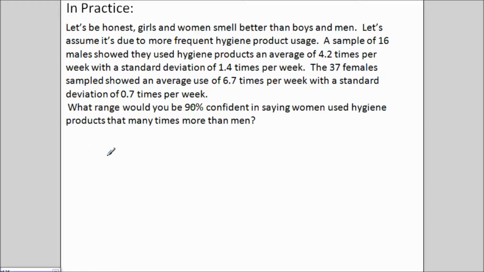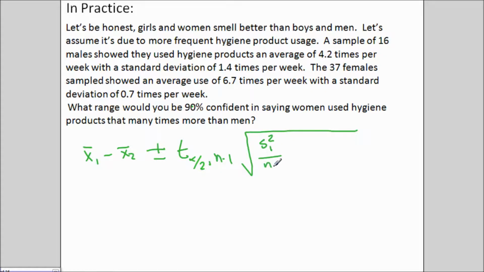So our confidence interval takes this form: x bar 1 minus x bar 2 plus or minus t alpha over 2 with n minus 1 degrees of freedom, times the square root of the variance of group 1 divided by the sample size of group 1, plus the variance of group 2 divided by its sample size. Because it says women used hygiene products so many more times than men, I'm going to make females, women, group 1. I'm going to make males, group 2.